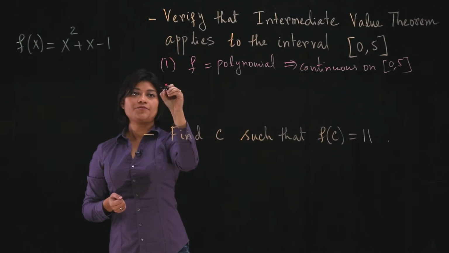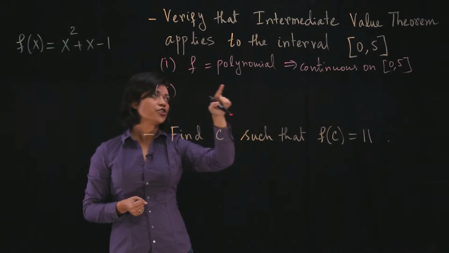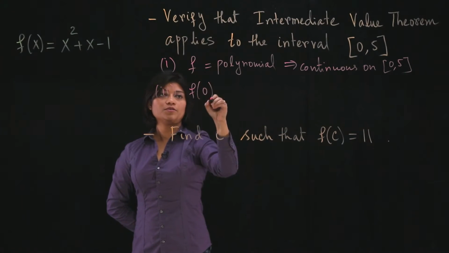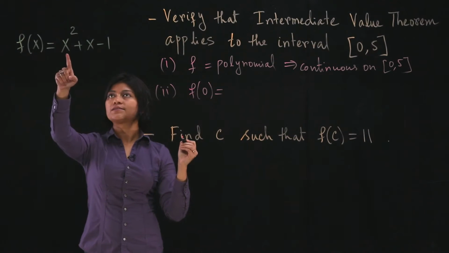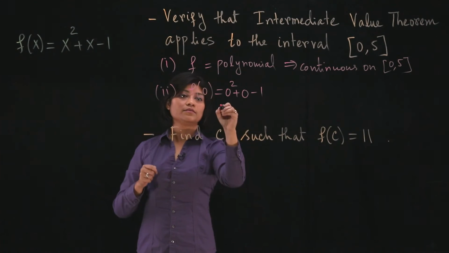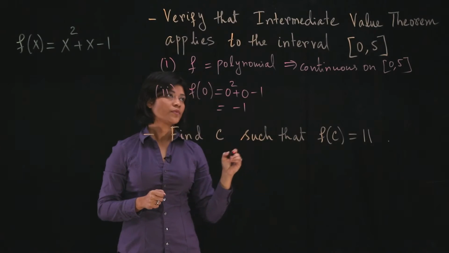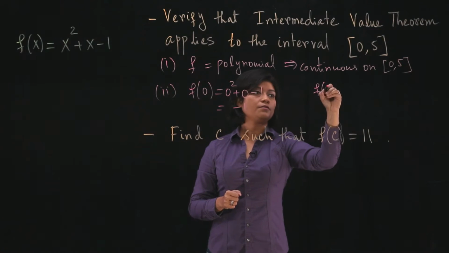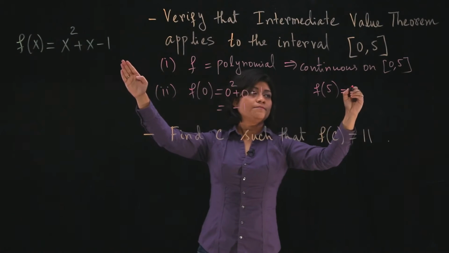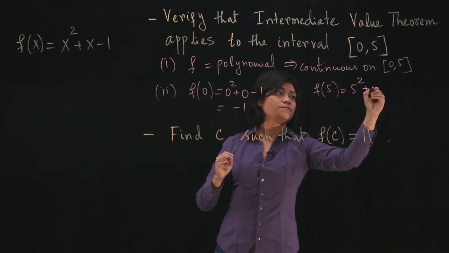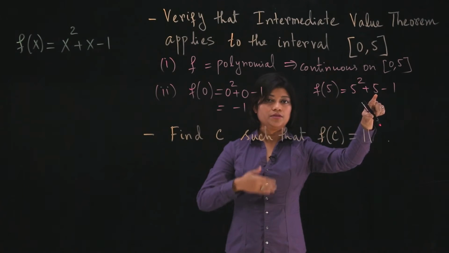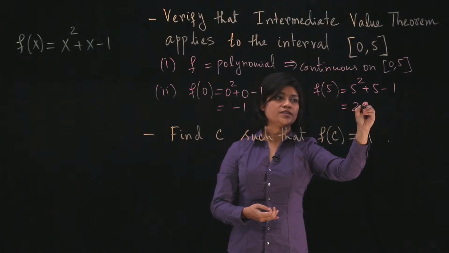Second, we have to find the value of this function at the end points of the interval. So let's see what is f of 0. So plug in 0 for x, you get 0 squared plus 0 minus 1. So that is just negative 1. And also find f of 5, because that's the other endpoint. So plug it in the expression again. So we get 5 squared plus 5 minus 1. So this is 25 plus 5, that's 30, minus 1 is 29.